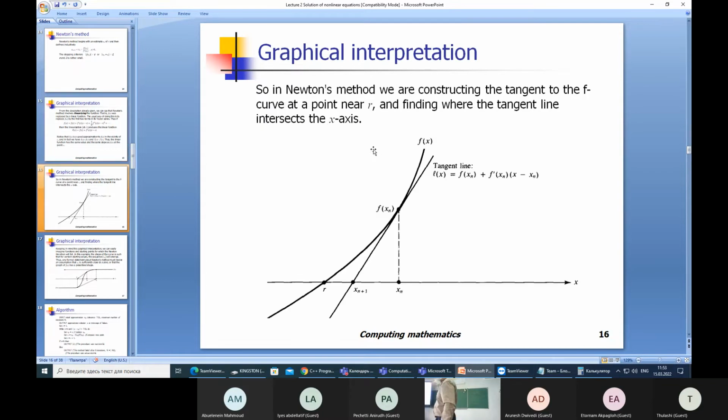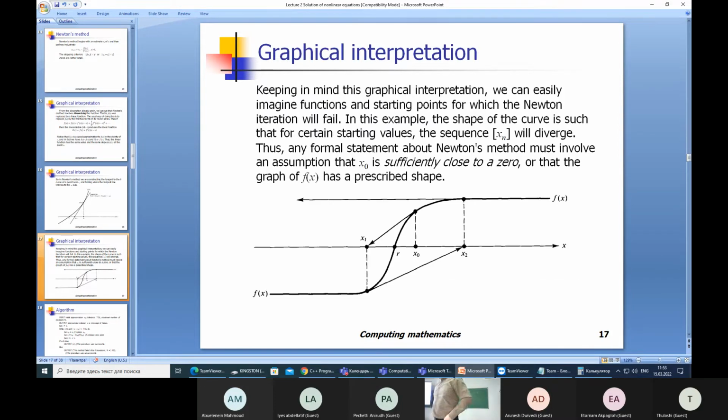Applying this method, we can get a solution closer and closer to the real solution. But in some cases, the method can diverge. The method fails to solve the problem.